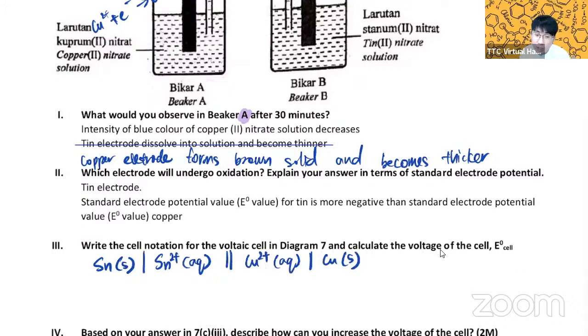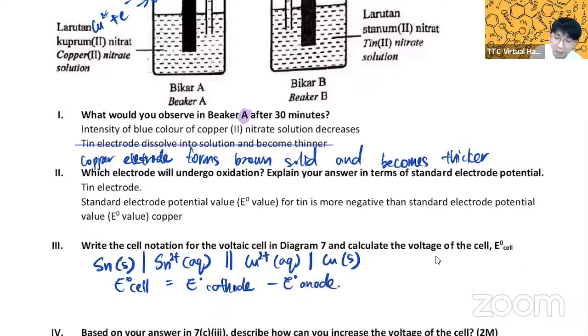And calculate voltage. Guys, do you remember how to calculate cell voltage? There is a formula. Any idea? Cathode minus anode. Okay, very good. So the cell voltage, E, is the E0 value of the cathode minus the E0 value of the anode. That's very good. But bigger number minus smaller number, wrong.